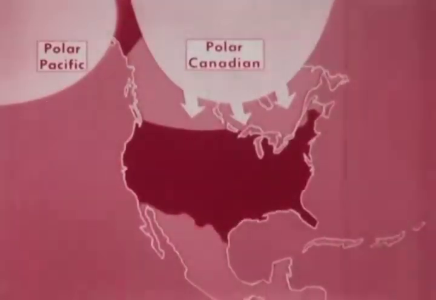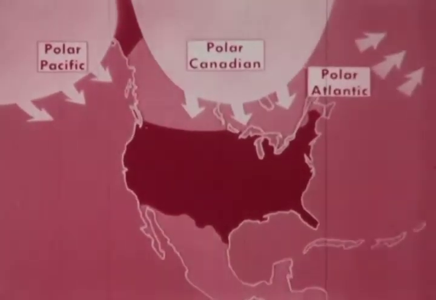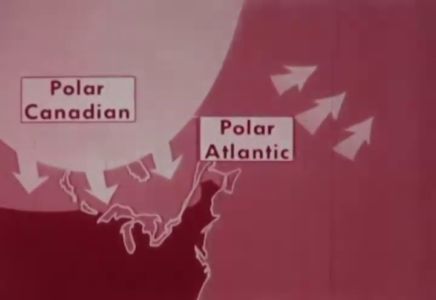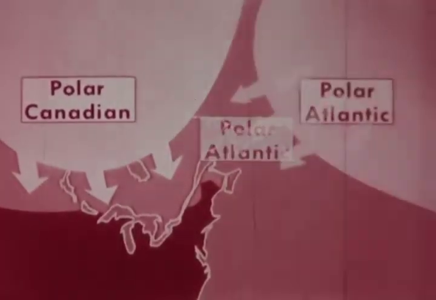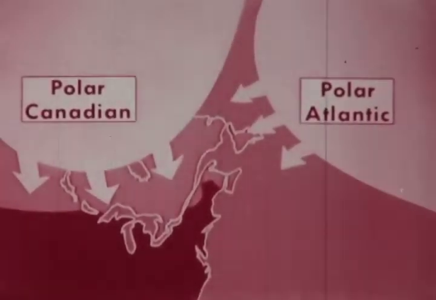Just as polar Pacific air masses usually move east across North America, polar Atlantic air masses usually drift east to Europe. Occasionally, though, polar Atlantic air masses move west to the coast of Canada and the United States. This cool, moist maritime air often causes fogs in summer and heavy snows in winter.